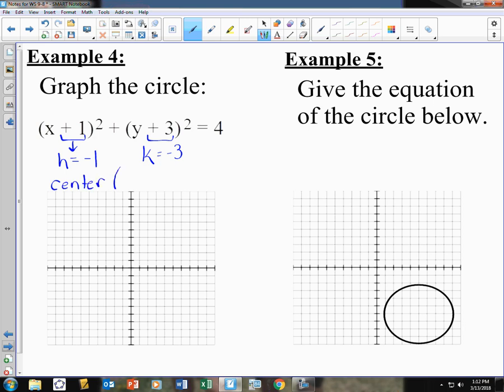All right, so I'm going to plot that point. Over -1, down 1, 2, 3. So there's my center. Now, this right here is equal to the radius squared. So that means my radius is 2. And when you're graphing circles, what I would suggest is from the center, mark a point up 2, mark a point to the left 2, mark a point down 2, and mark a point to the right 2. And then just connect those points as best you can with the circle. And you're done.